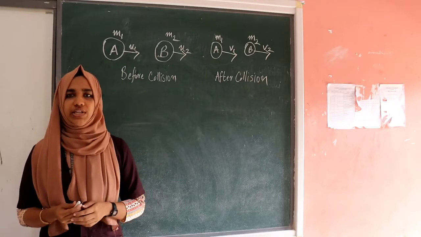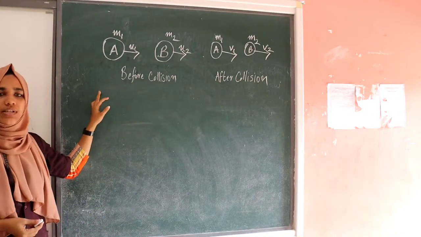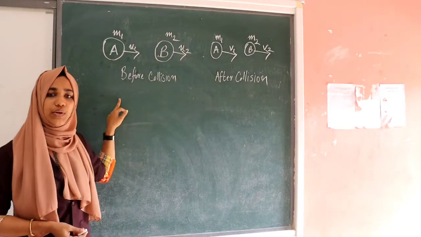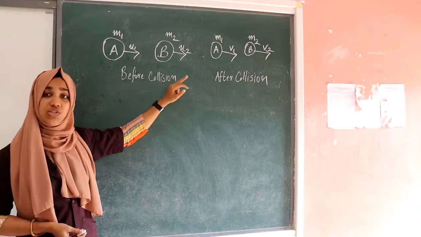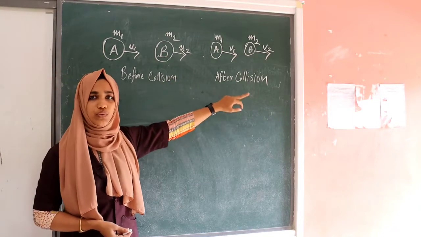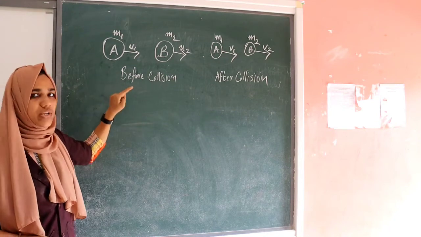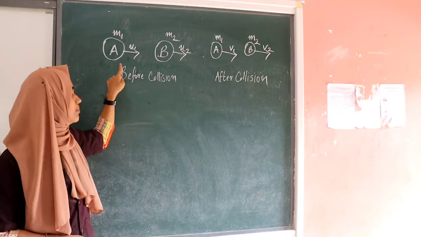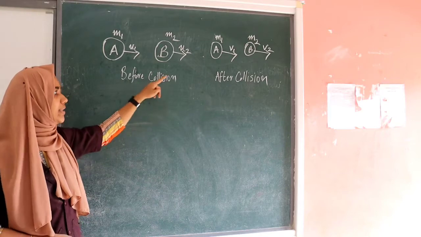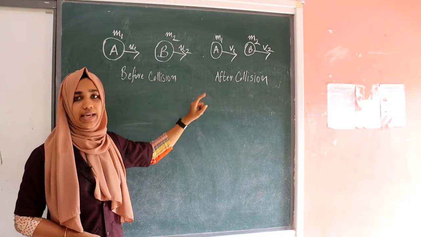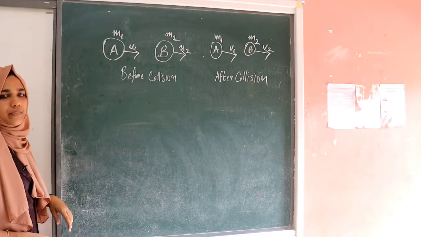So after collision, their masses remain the same. Their velocities change to V1 and V2. Once again, when collision takes place, their masses remain the same and their velocities change to V1 and V2. Is it clear?